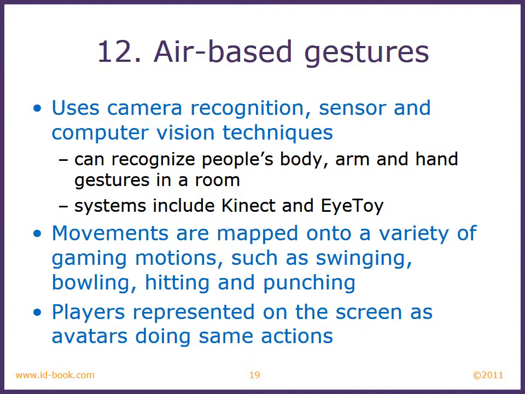The next one is air-based gestures, which use camera recognition, sensors, and computer vision techniques. They can recognize a person's body, arm, and hand gestures. Systems include Kinect and Wii, which are categories using air-based gestures. Movements are mapped onto a variety of gaming motions such as swinging and bowling. In the Wii system, players are represented on the screen as an avatar doing the same action.